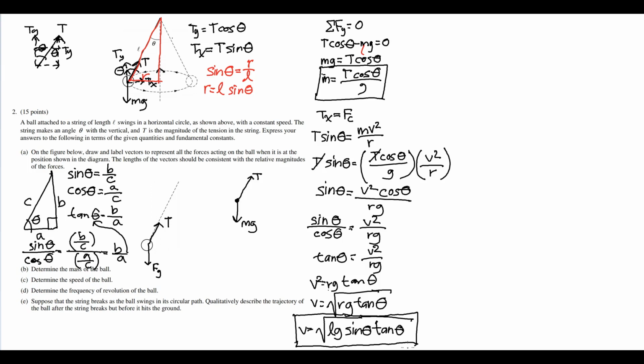Now D is the hard part. Well, not really that hard. It's not really hard at all. Determine the frequency of revolution of the ball. Okay, so frequency is defined as the number of cycles per second. So specifically, how many cycles does the ball go in 1 second, right?